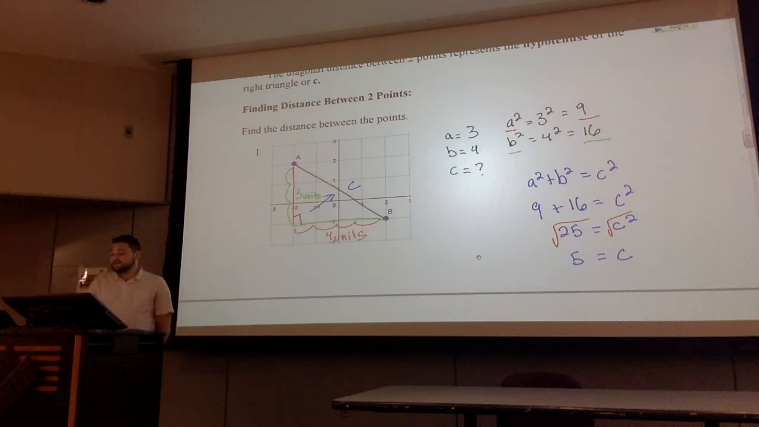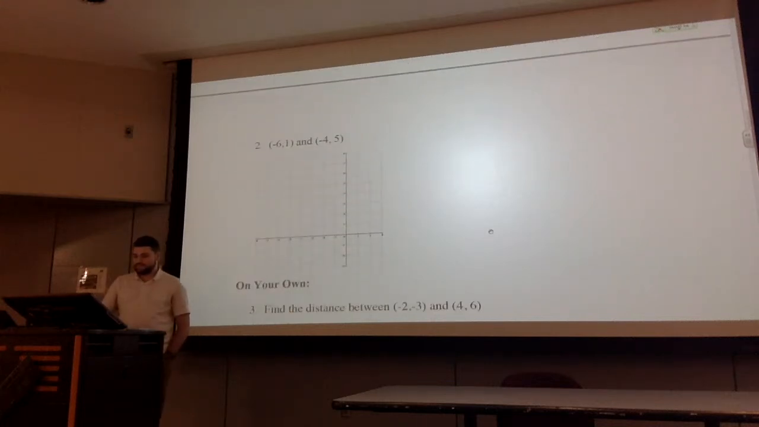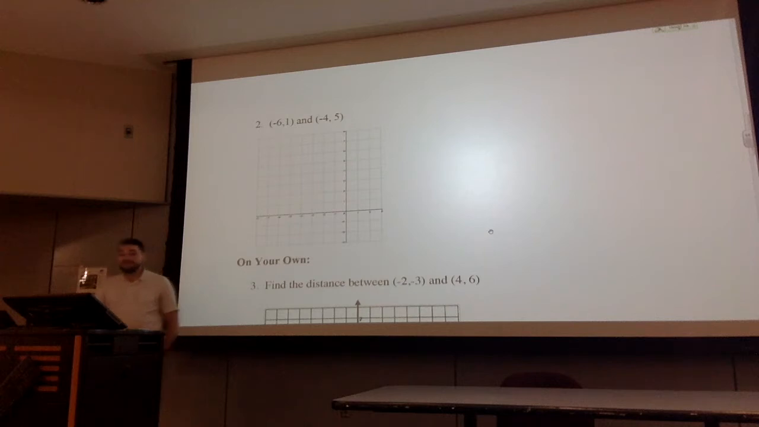And so that tells us that our distance between point A and point B is going to be 5 units. So now we're going to take this second problem. This one just has an extra step. The points aren't plotted for you. So you're going to have to take the time to plot the points first and then find the distance.